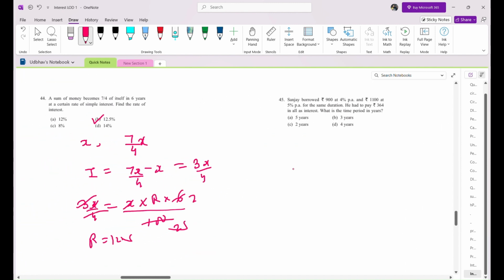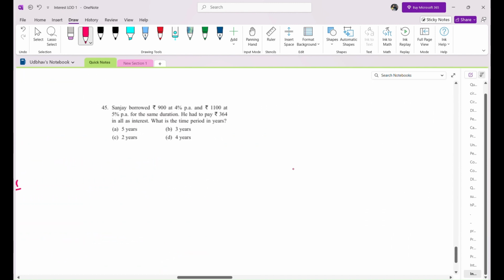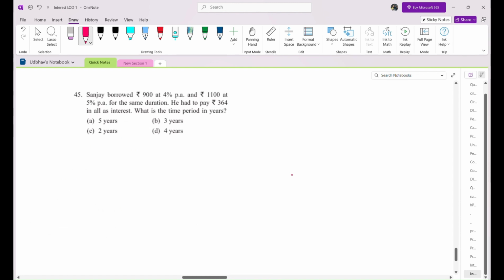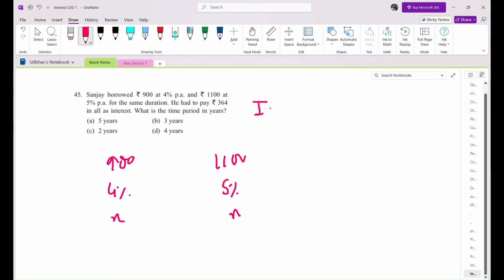Sanjay borrowed 900 at 4% per annum and 1100 at 5% per annum, for the same duration. He had to pay 364 as total interest. What is the period?